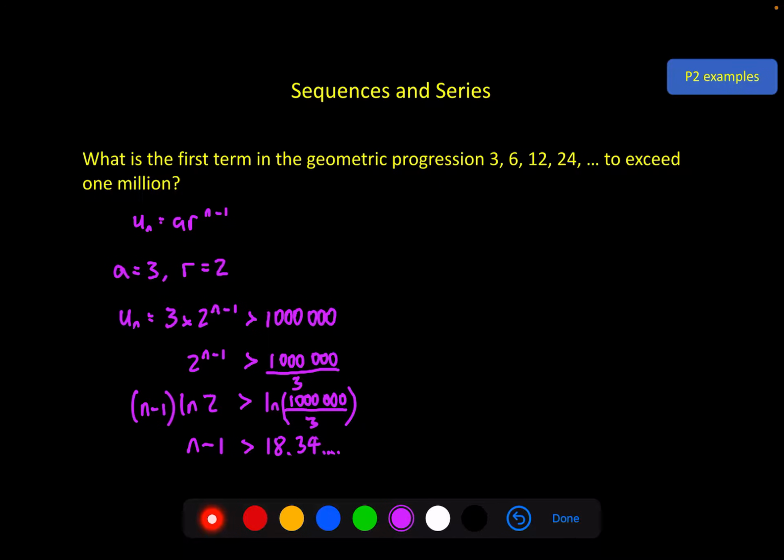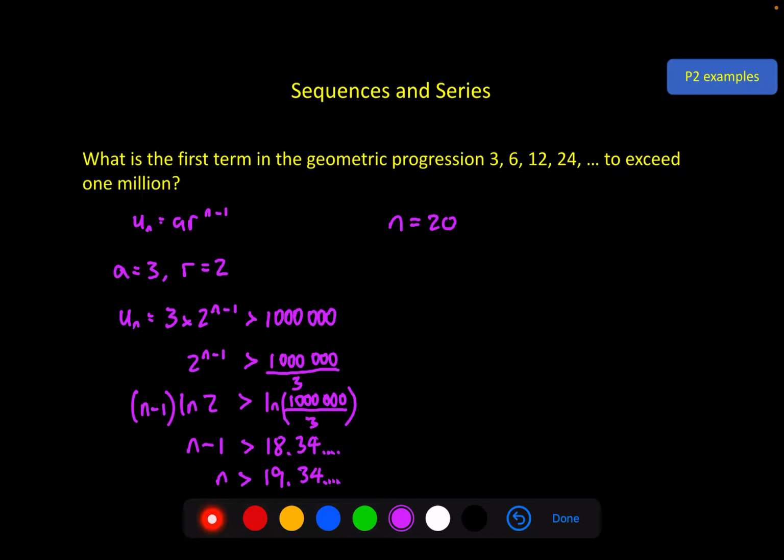So that is equal to n minus 1 because I've divided by the log of 2 there. So n must be greater than 19.34... And if we want the first one to exceed this, we need the next one up. N is greater than this, so n must equal 20.